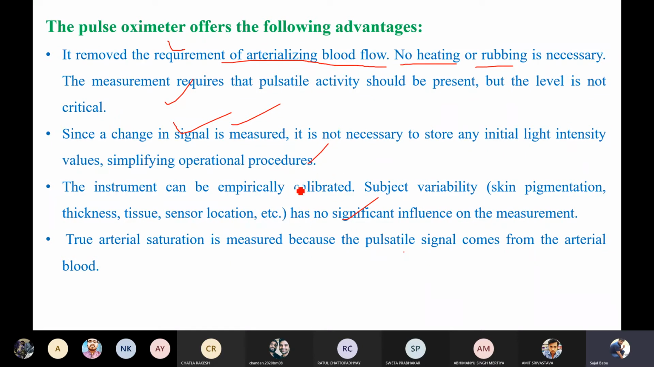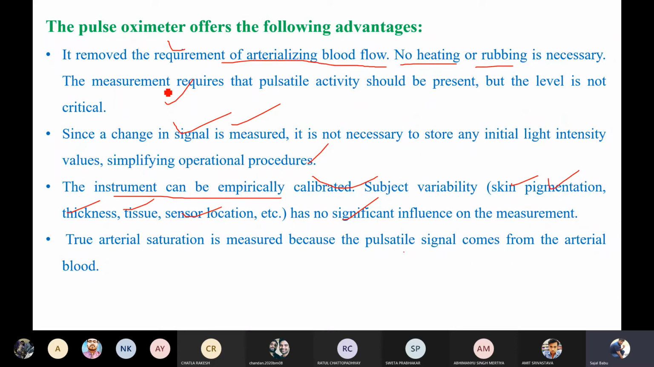The instrument is calibrated in such a way that skin pigments, thickness, tissue, sensor location are not going to influence your measurement. So the other advantage is that this particular pulse oximeter instrument is calibrated in such a way that skin pigment, because different skins are going to have different skin pigmentation, does not matter.